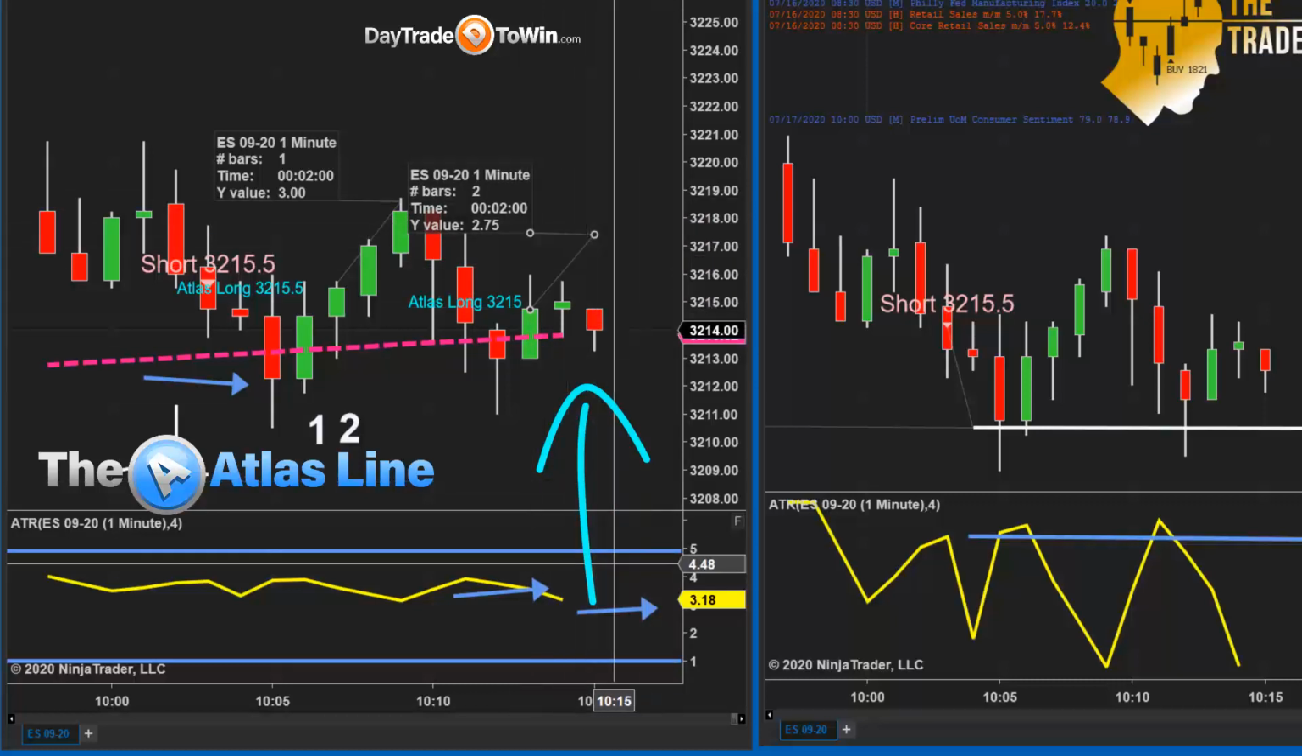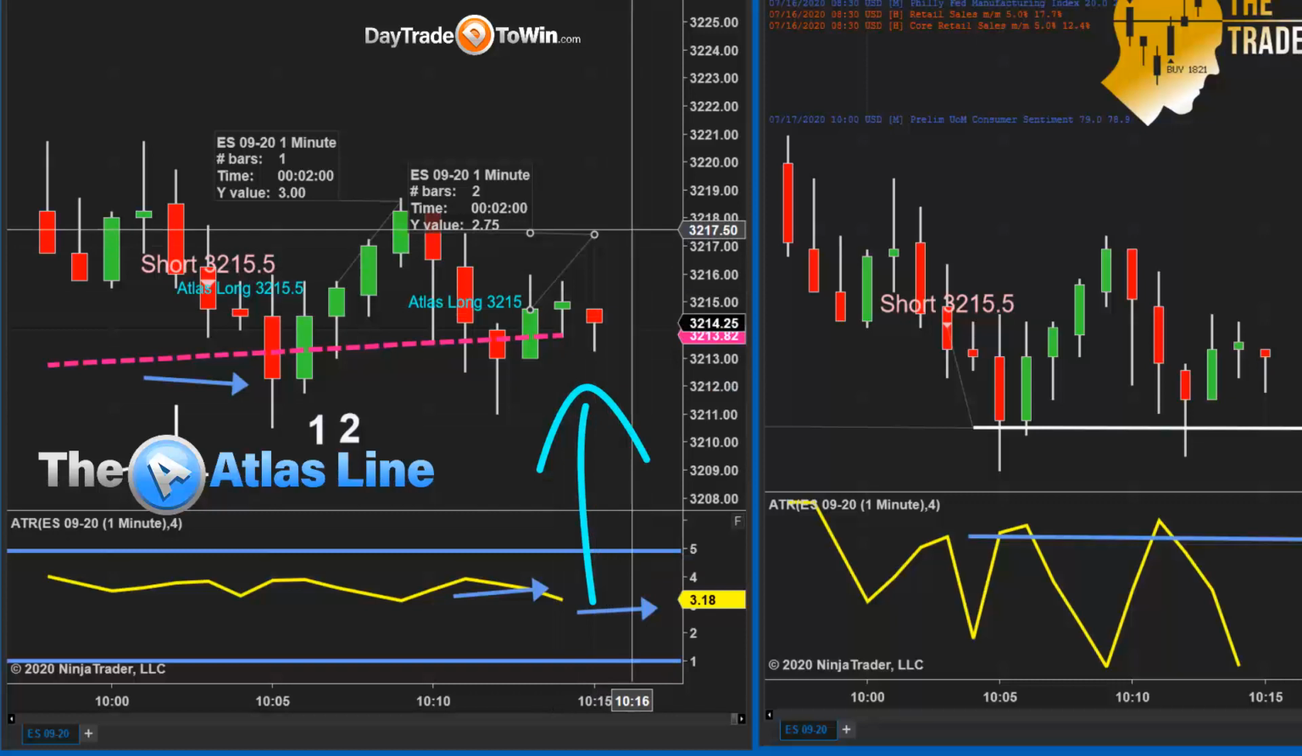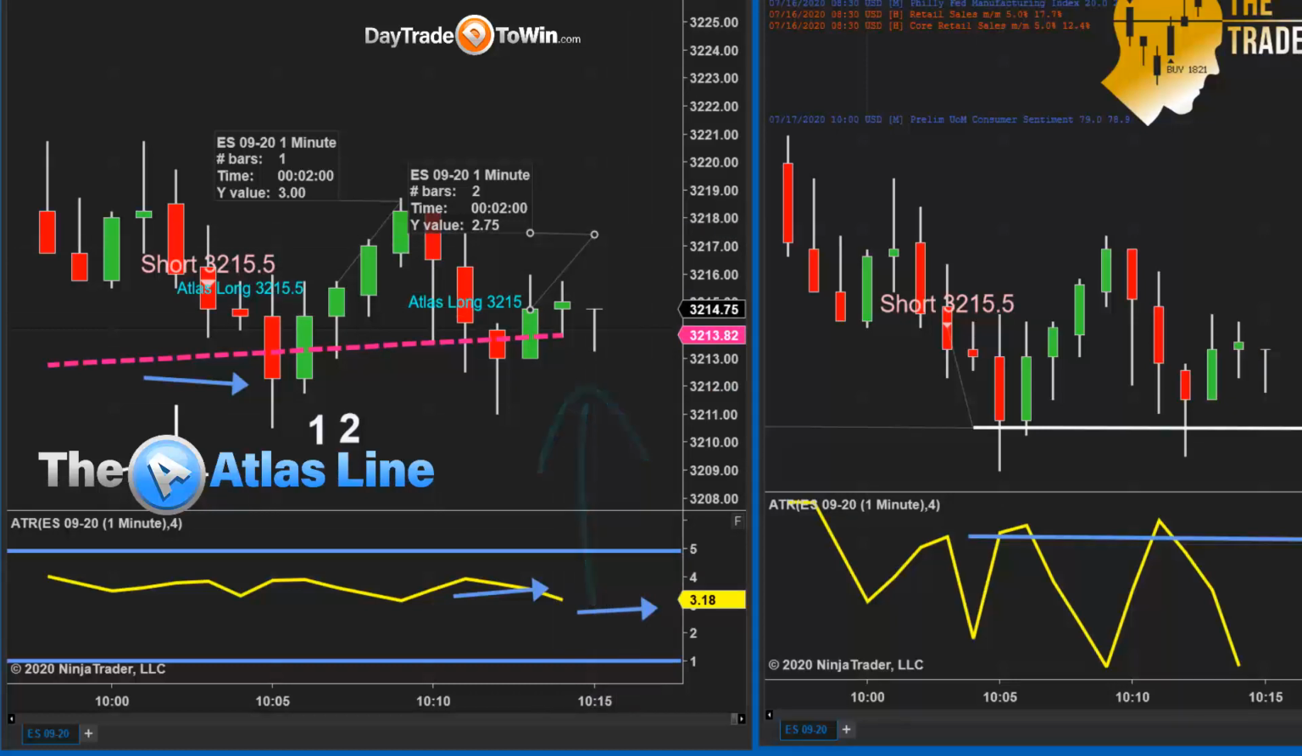That would be a target right there. Any questions? Anybody see anything else? Anybody going short? Going against this?